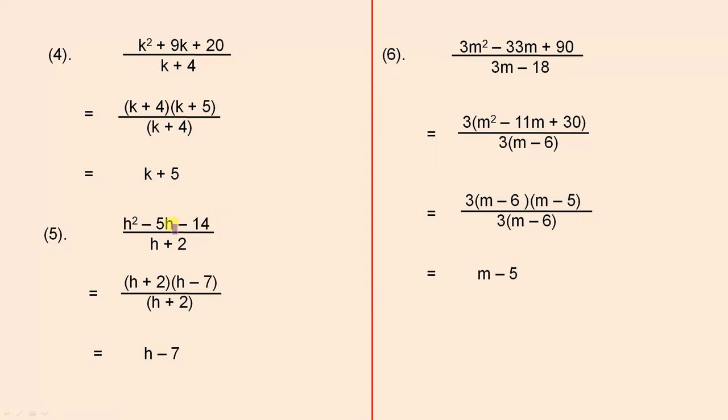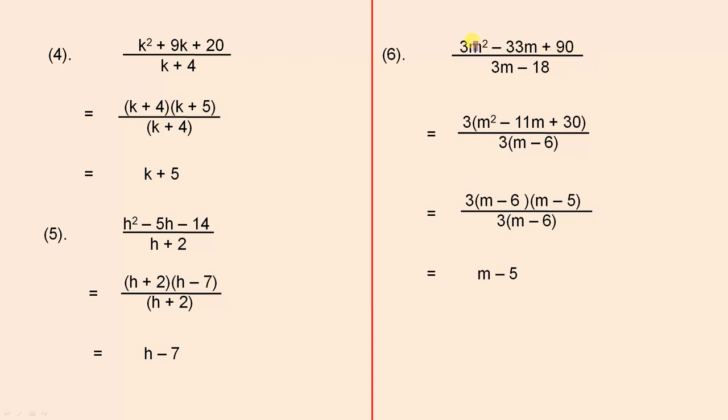Next example, that trinomial there over that expression. The way we factorise that trinomial is h plus 2 over h minus 7, and we saw how to do that in the last video. And here's our denominator, h plus 2. The h plus 2's cancel, and we end up with h minus 7.